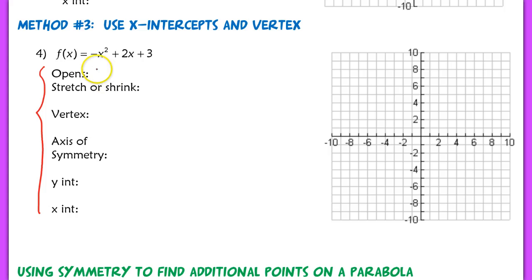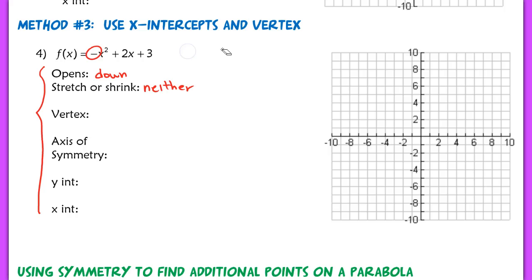Alright, this parabola is going to open down because that value out in front is negative. It will not be a stretch or a shrink. It's going to be neither, because this value out in front, its absolute value, remember you're taking that number out in front. If its absolute value is less than 1, then it becomes a shrink. If it's greater than 1, then it becomes a stretch. But since this one, its absolute value is equal to 1, it is neither a stretch or a shrink.